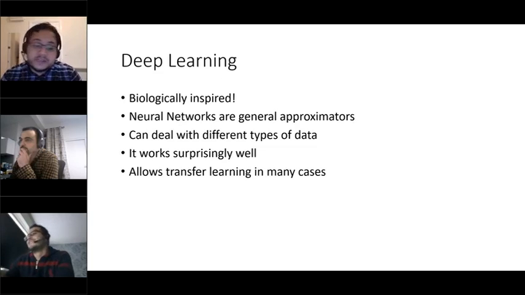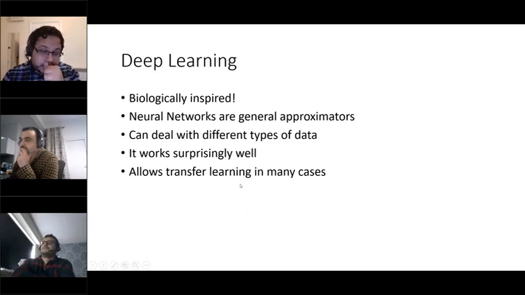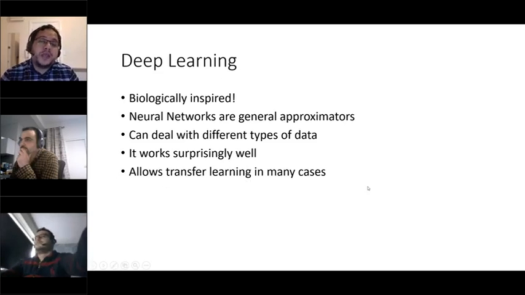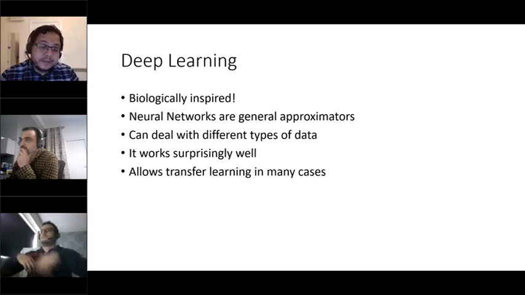And they allow, and this is a very strong concept that we are going to see in the next sessions, for transfer learning in many cases. Transfer learning is when, for example, you train a model on a data set, and then you use that same model on a totally different data set. For example, you train a computer vision model that can recognize cats and dogs. You take that model and use it for something completely different, like recognizing lions and tigers. And it works surprisingly well.